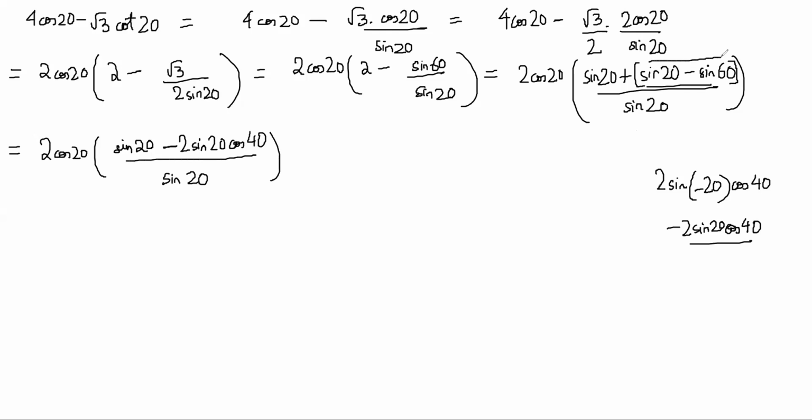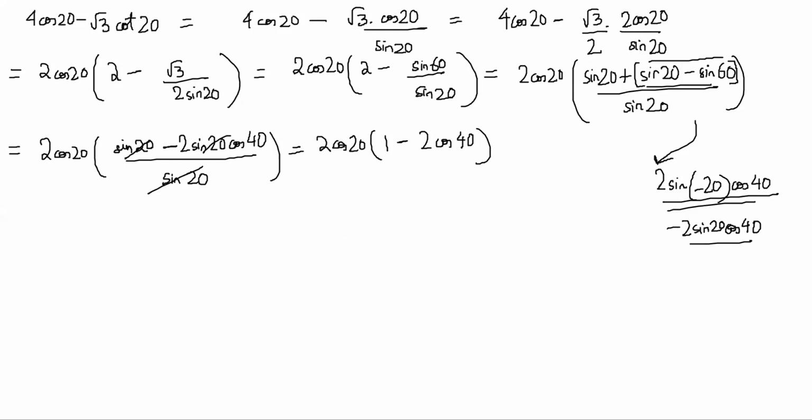This part we are applying a formula: sin C minus sin D. So that is minus 2 sin 20. Now sin 20 gets cancelled. So we get 2 cos 20, 1 minus 2 cos 40.